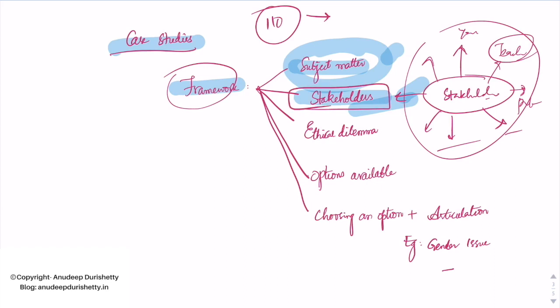Next come the ethical dilemmas and the key principles in that case study. Here you enumerate the key values that are in conflict. For example, in a case involving, let's say, mining in tribal inhabited forests, the ethical issues would be development versus nature conservation.